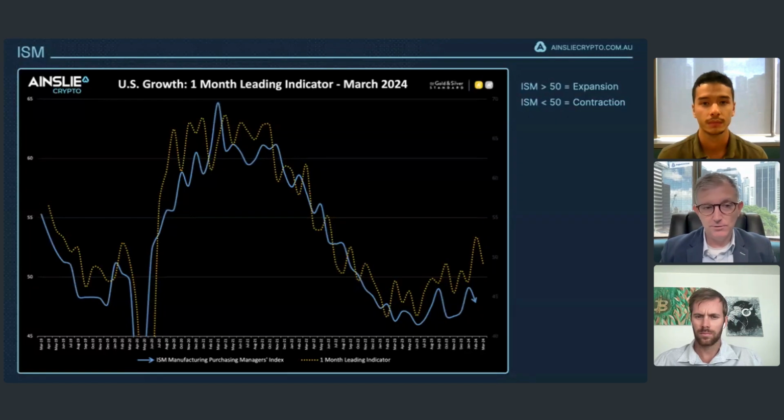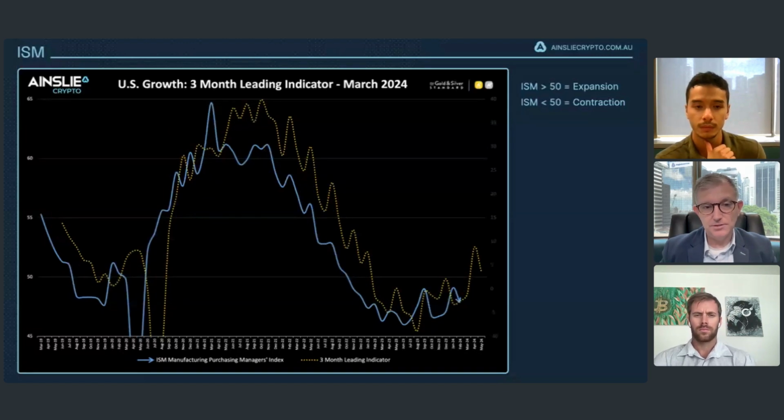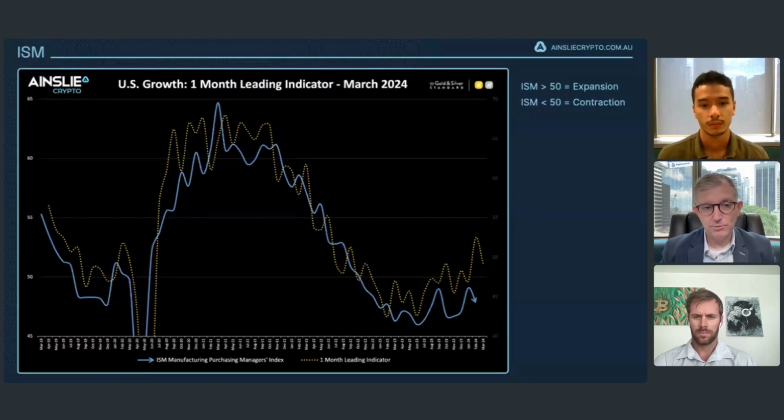Because we've got, first of all, this chart, which is the 1 month US growth, the ISM Manufacturing Purchasing Managers Index down the bottom in the blue, and we've got this sort of lead indicator sitting over top. We also look at it a little bit further ahead on this chart here with the 3 month leading indicator. But what is this overall? Start us off with 1 month, and then we'll look at that other 3 month one as well.